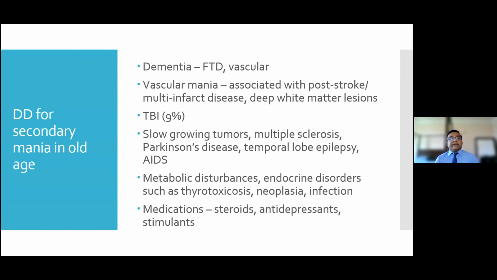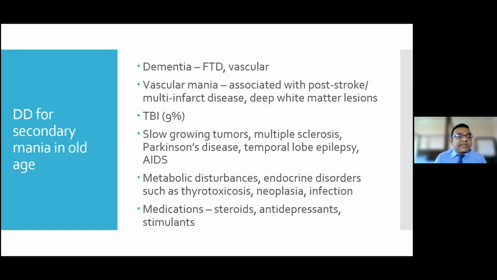And the differential diagnosis again, right? It can be pure dementia syndrome, vascular mania, traumatic brain injury, slow growing tumors. Interestingly, even in our setup, we have detected slow growing tumors, especially temporal lobe, epilepsy, HIV, metabolic disturbances, endocrine disorders. So the assessment has to be very comprehensive. And steroids. After the recent COVID pandemic, we started seeing steroid induced mania because most of them were long COVID survivors who were on high steroid doses, and it was kind of difficult to keep them at home.